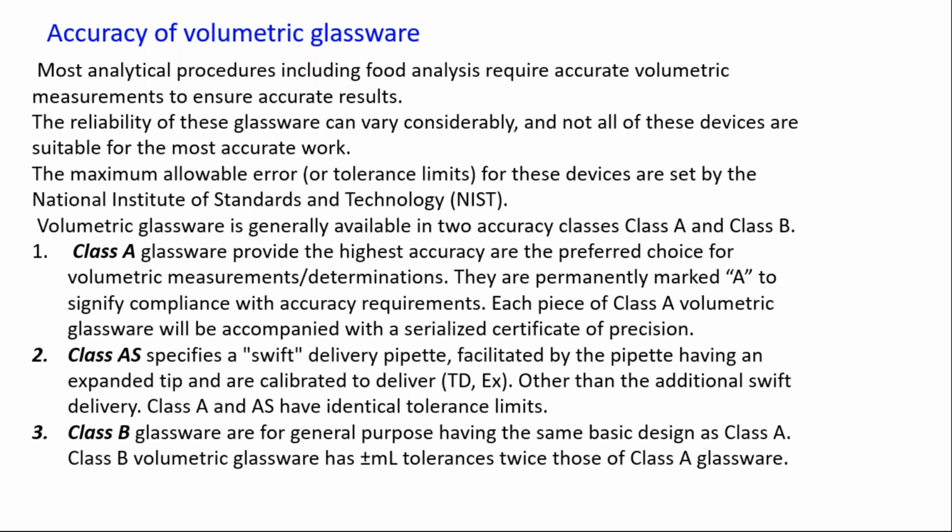Many a time you might see class AS written on it. What it indicates is that it is class A glassware, but the S stands for swift delivery. That means very fast delivery of the solution. There will be some modification in the tip so that the liquid is delivered very swiftly. Other than this, there is no difference between class A and class AS in terms of the tolerance limit.